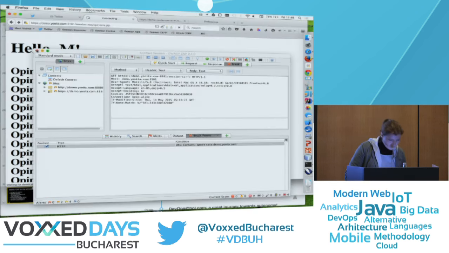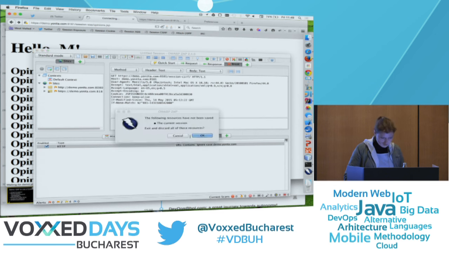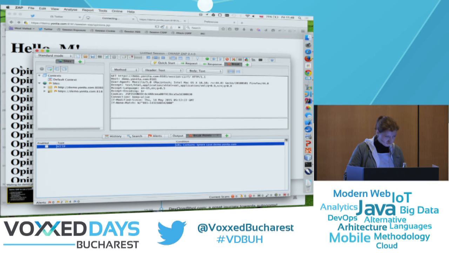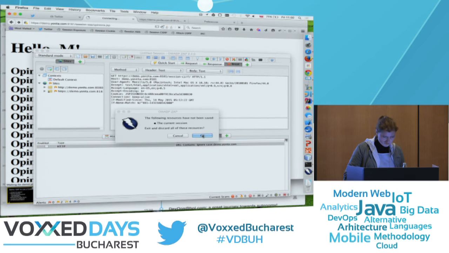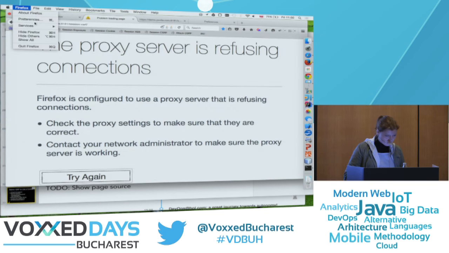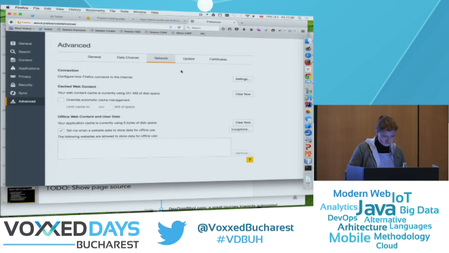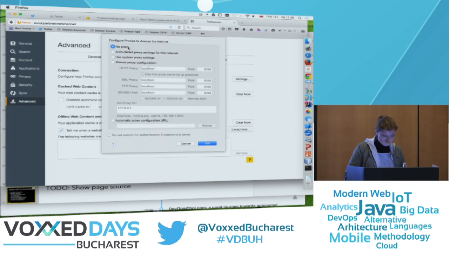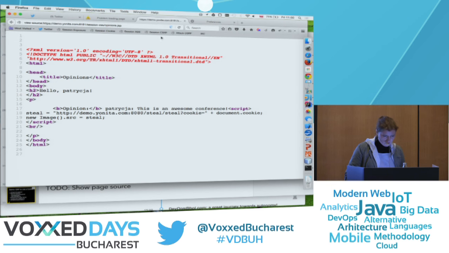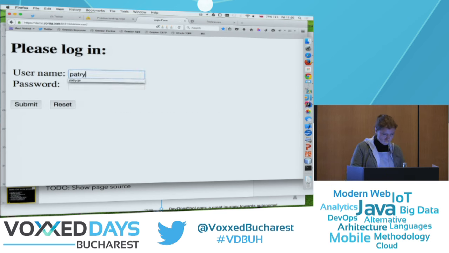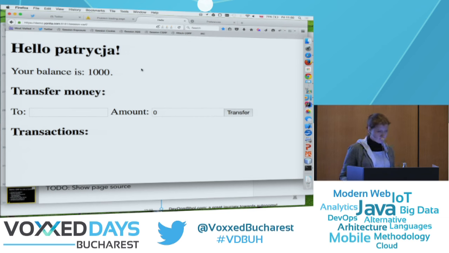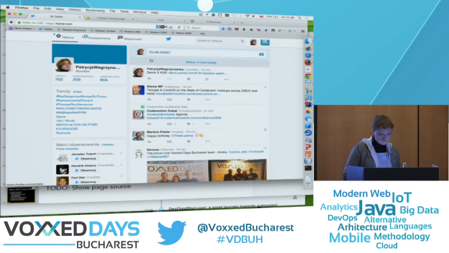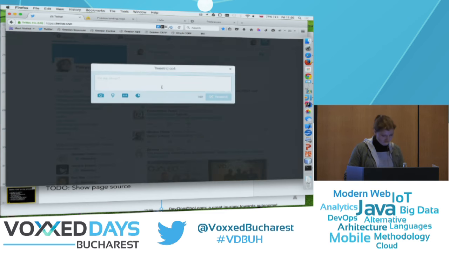Okay, give me a moment. It's better for me to turn off the proxy. So I need to change the connection preferences in Firefox. No proxy. And okay, that's my account with 1,000 euro. I will post this link for you. You can create your own account with 1,000 euro as well. That's a pretty nice balance.